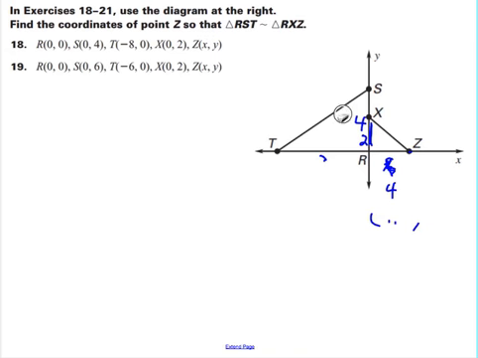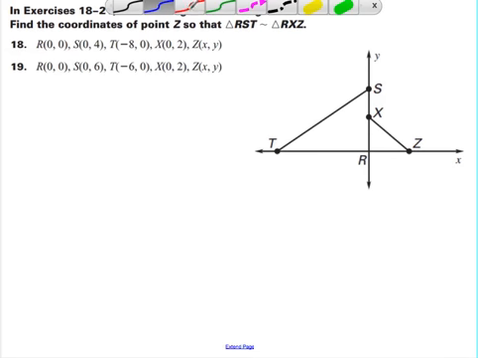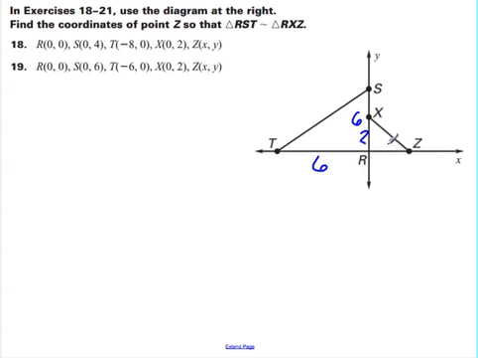I'll erase this for the next problem. What I'm looking at now is R being 0, 0, S being 0, 6. So that means that that's up 6. T is over 6, so it's going to be some sort of isosceles triangle. X, again, is up 2. So this has to also be an isosceles triangle, so it also has to be 2 as we go there. So that means that this is going to be a relation of over 2 up 0.